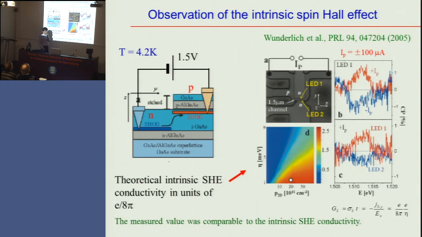By checking the polarity of the light, from what they denote as LED 1 and LED 2, one side of LED 1 shows this one, and the other side shows that one, which means that depending on the edge, the spin polarization of the light coming out of the LED is different. In such a way, they can prove that the spin Hall effect exists in semiconductors.